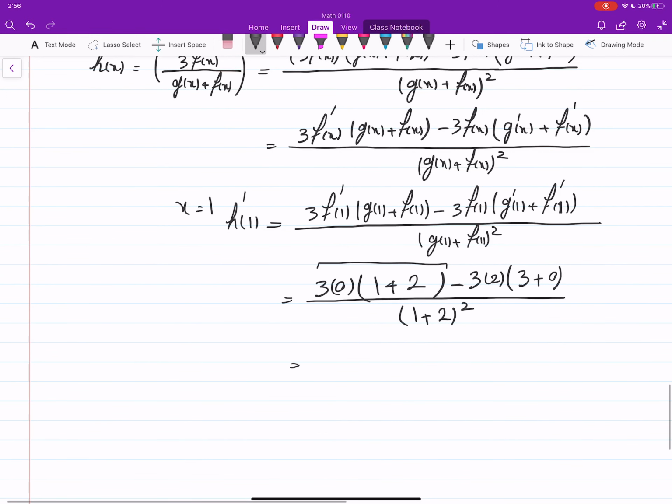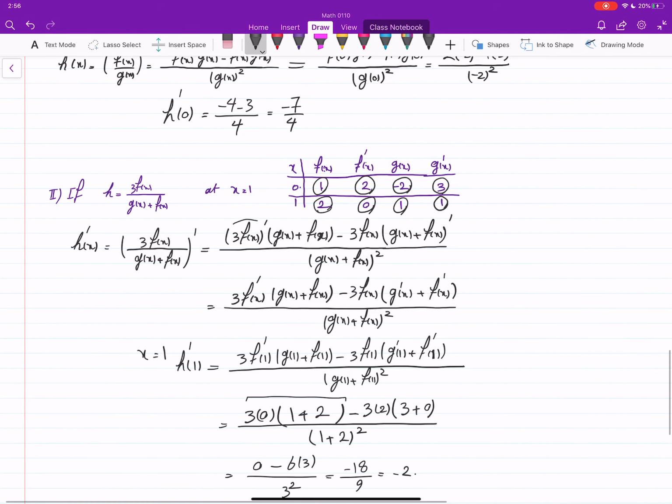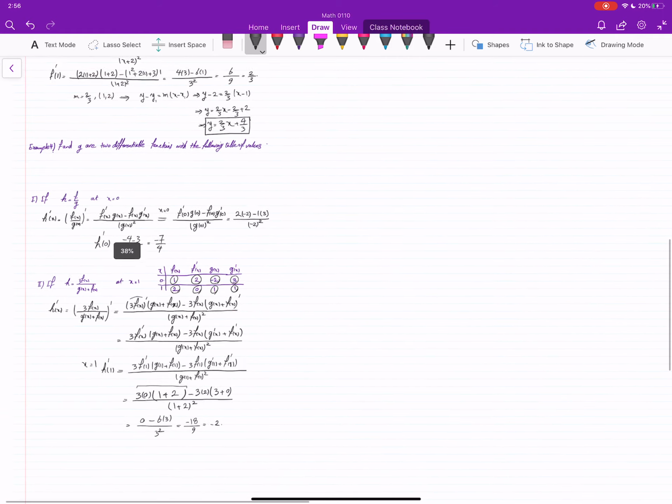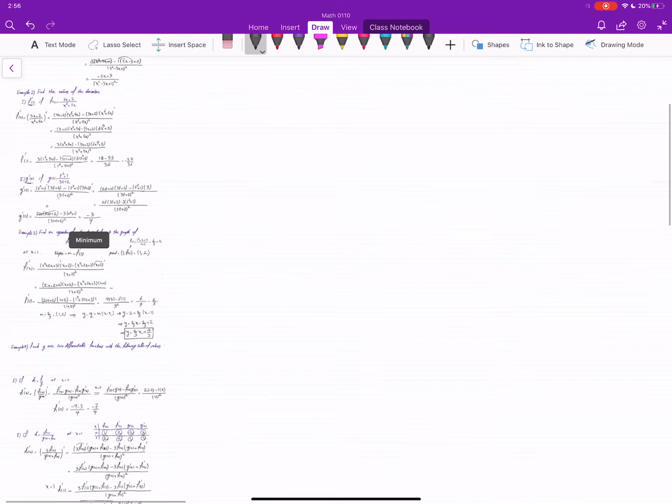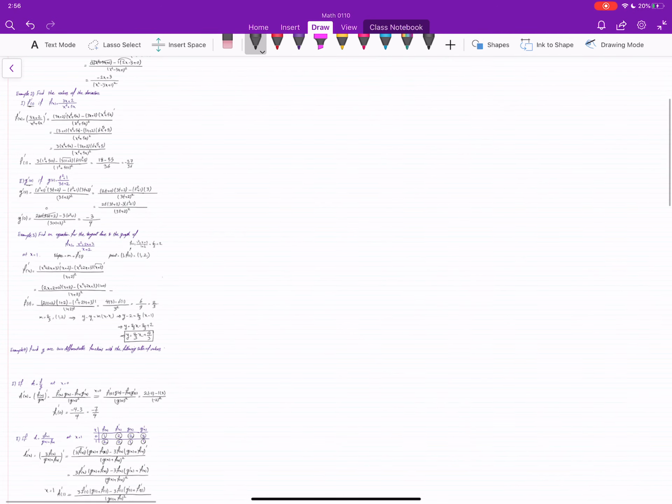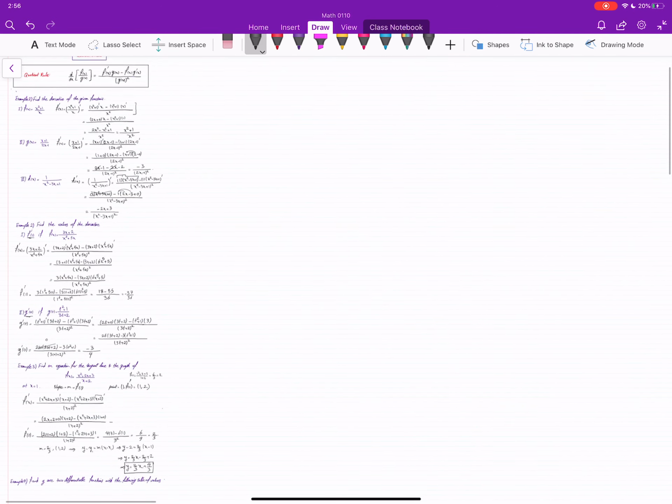Now what we found, the first piece is 0 minus 6 times 3 over 3 squared. That is what we have. And this gives us minus 18 over 9, which is negative 2. So you have to be able to apply the quotient rule in different situations. You may need to do a little bit more practice, but basically you have all the facts you needed in this video and very good examples of the quotient rule.